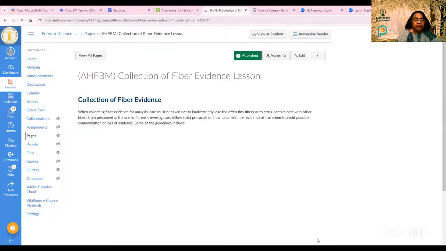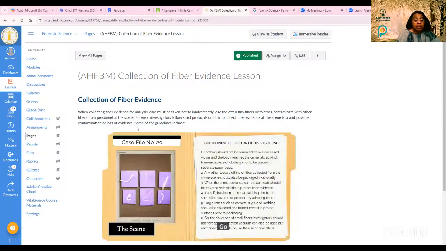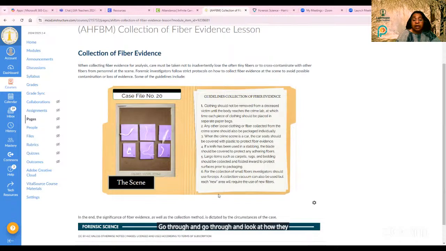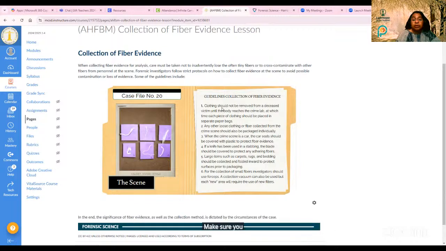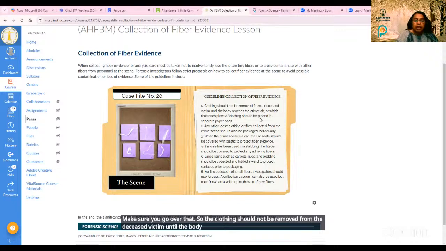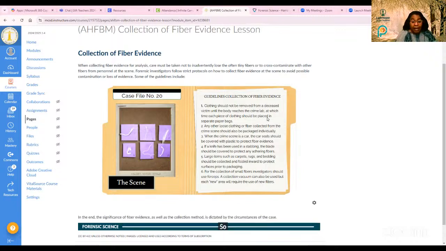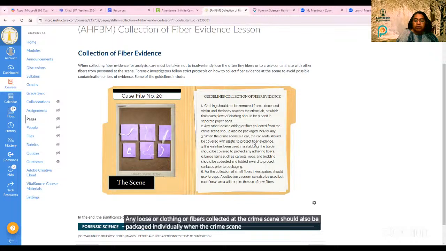Alrighty. Collection. Go through and look at how they collect evidence, guidelines for collecting evidence at a crime scene. Make sure you go over that. So the clothing should not be removed from the deceased victim until the body reaches the crime lab. So they need to just bag the body as is. Don't try to collect evidence. Any loose clothing or fibers collected at the crime scene should also be packaged individually. When the crime scene is a car, the seats should be covered with plastic to protect fiber evidence.